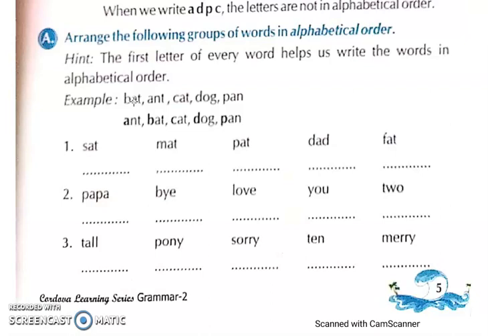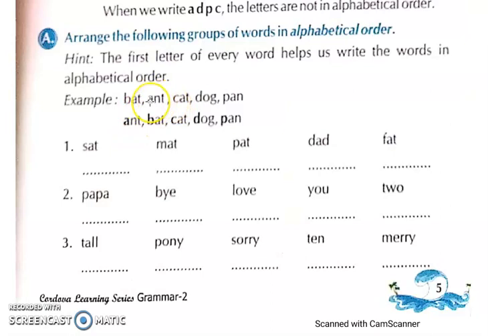How will we identify? See, bat, ant, cat, dog, pan. We just have to see the first letter, and we have to find out. ये देखो, first letters कौन से है? B, A, C, D and P. उसमें से हमको देखना है कि alphabetical order में पहले कौन सा alphabet आता है. We have to see which alphabet comes the earliest, comes before. इन सब में से पहले कौन सा अल्फाबेट आता है? It is A. So we will write ant first.